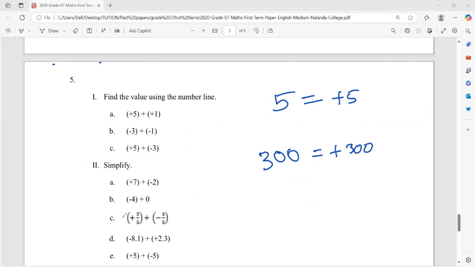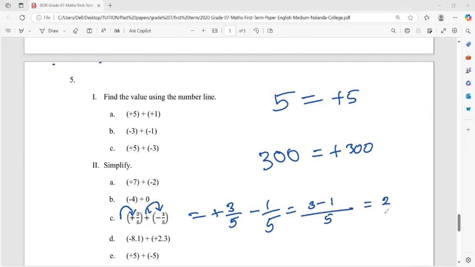So here you have plus here, and plus into plus is plus. So plus 3 over 5, and this is plus into minus. Plus into minus is minus 1 over 5. And here you have a common denominator, which is 5, and 3 minus 1 is 2. That means 2 over 5, and you have this answer.